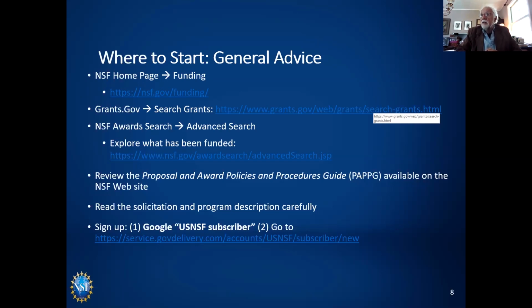We just have a website where we say, these are the kinds of things we've been funding, and we encourage you to go to the awards to see what we have been funding. And later in this presentation, I'll talk a bit more about how to find out which program is likely to be the most appropriate for your work.